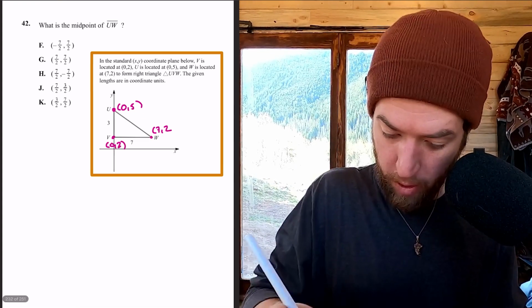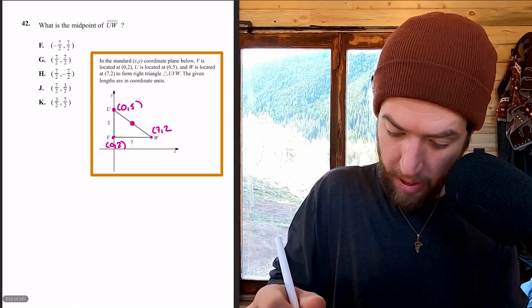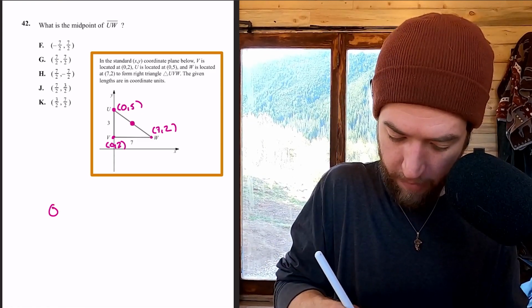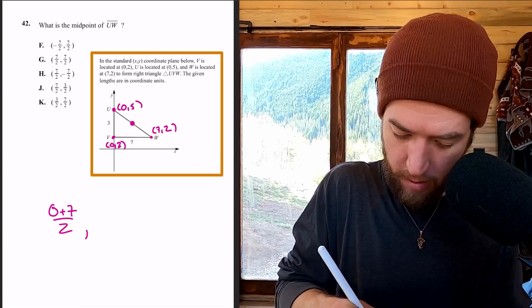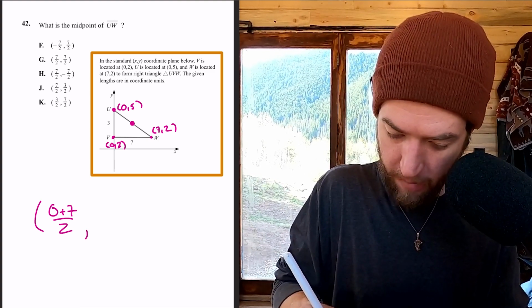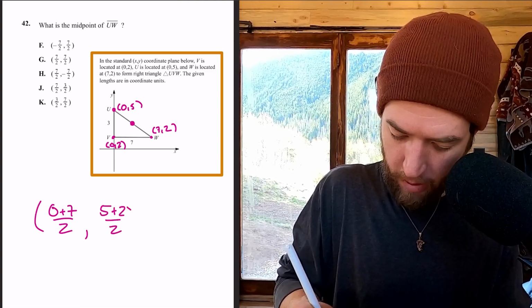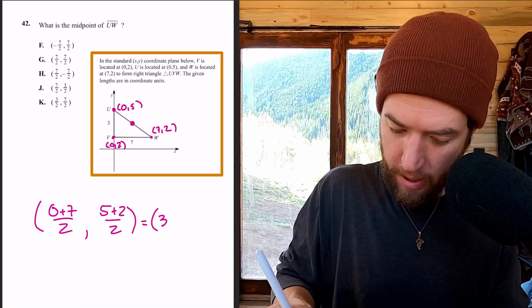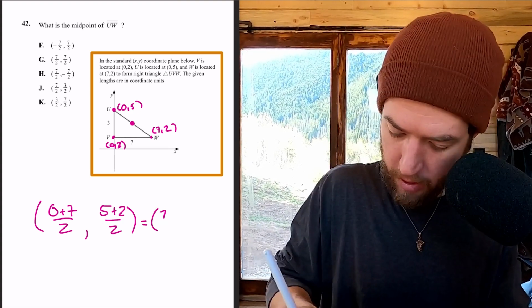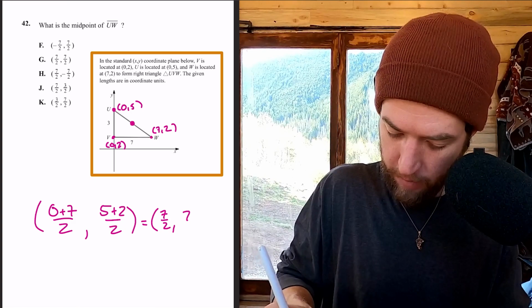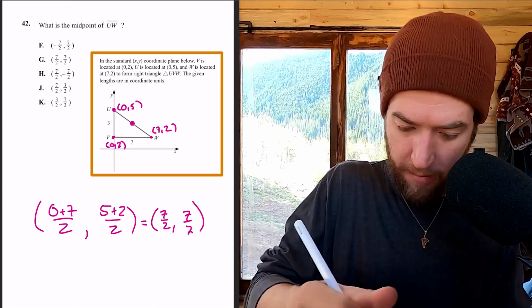So what is the midpoint of UW right here? Should be the average of the X's, which is the average of 0 and 7. And then the average of the Y's, which is the average of 5 and 2. So that's going to be 3.5 or 7/2, we'll call it. And 7/2. Answer T.